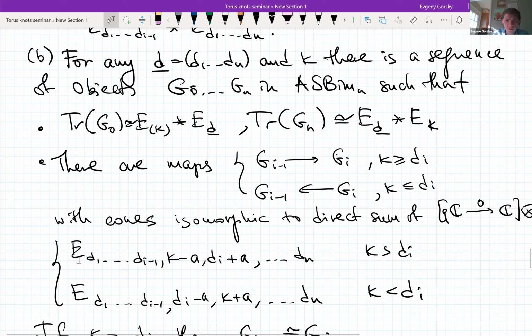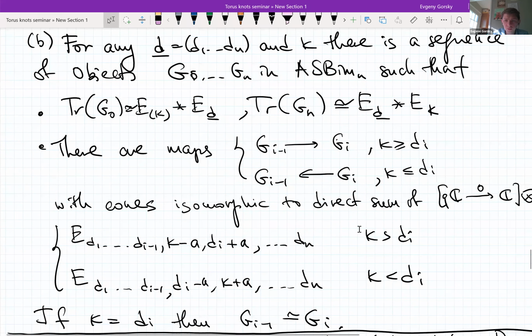So they're not only filtered, they're really split as two copies. Either something like this for all different a's between K and D_i, or something like this between K and D_i. So the cones are just filtered by these things, or they're filtered by these things. And if K is equal to D_i, then actually we have maps both ways, and G_i is isomorphic to G_{i-1}.